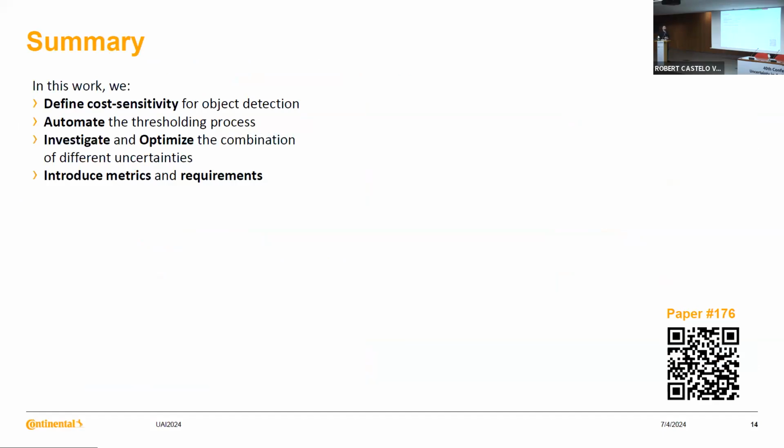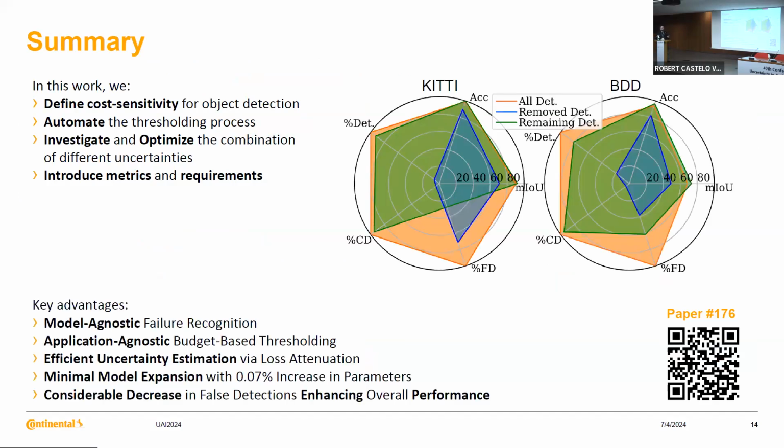So in short, what do we have? We define cost sensitivity for the detector, automate the thresholding process, and investigate and optimize the combination of the different uncertainties and their role in failure recognition. We introduce different metrics and requirements for transparent evaluation. And what we end up with is a model agnostic approach. So it doesn't matter what detector you use.